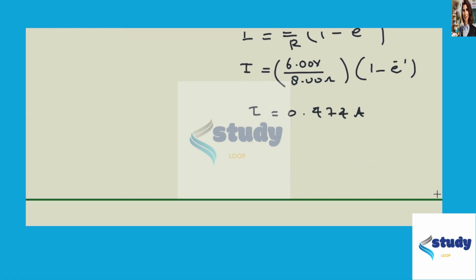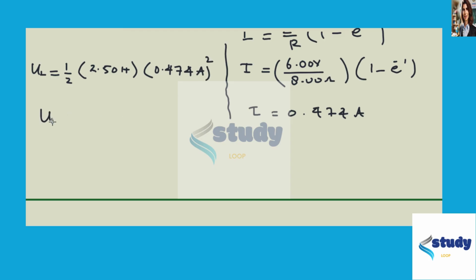Now by inserting values into equation number 1, we can write UL is equal to 1 divided by 2 into L, which is equal to 2.50 Henry, into 0.474 ampere whole squared. So this will give us the value for UL as 0.281 joule.